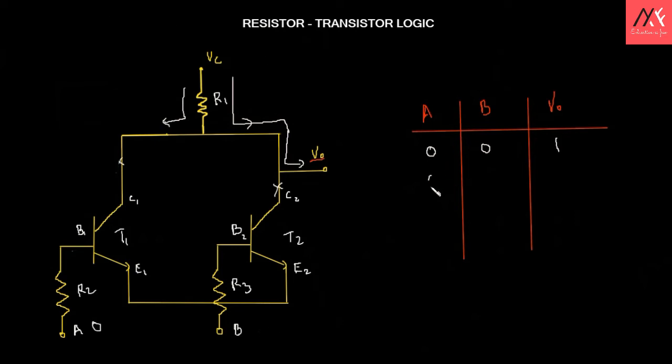So A is 0 and B is 1, the next stage, right? Now A is 0 as said in the beginning, and B is 1. So A is 0, that means the base 1 here, you can see this base 1 is at low voltage. Since the base 1 is at low voltage, what happens to this transistor? The transistor is not going to conduct anything, right? The transistor will still be in cutoff region, right?